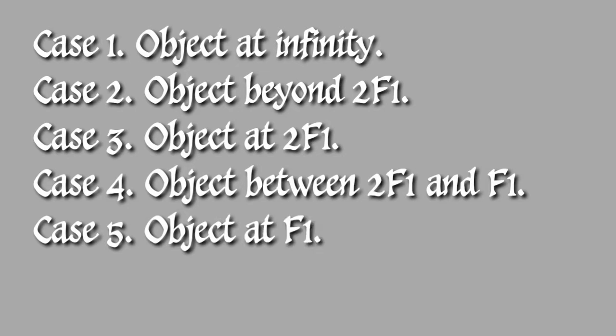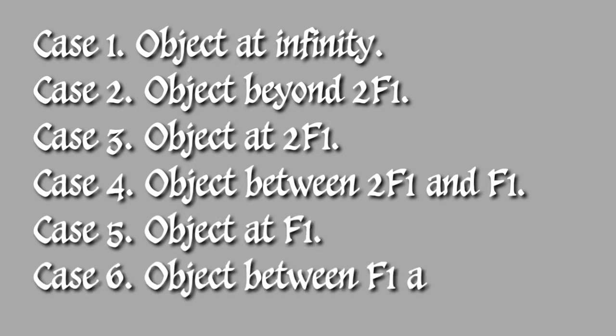And which are the possible positions? First one, the object at infinity, that means very far away from the lens. Another one, just beyond 2f1, behind 2f1. Then it is possible to consider the object at 2f1. Then between 2f1 and f1. Then we can consider the object at f1. Then finally, it is possible to consider the object between f1 and O.